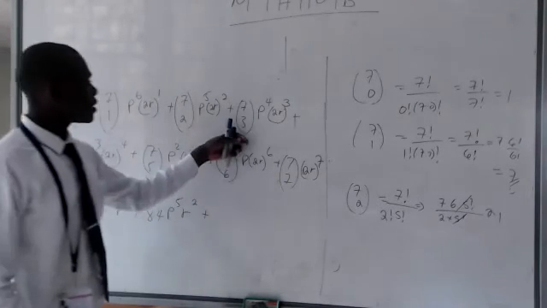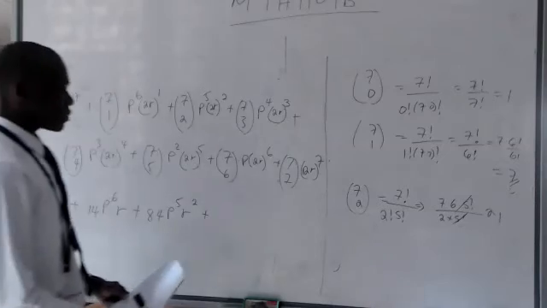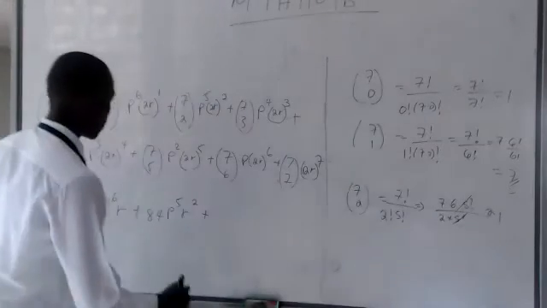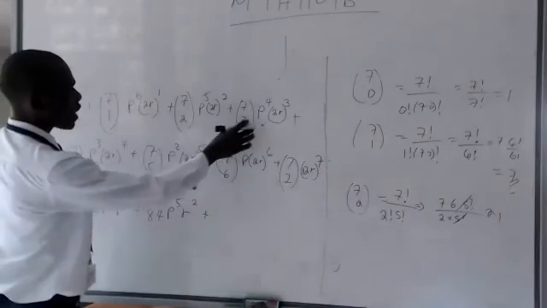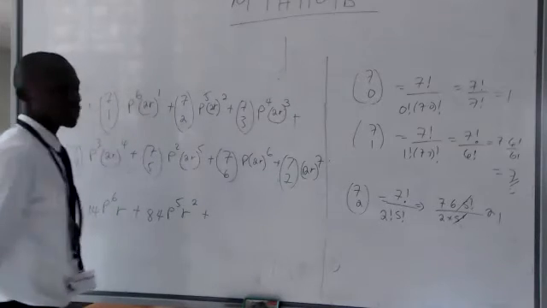Plus, how about 7 combination 3? 35. Okay. We have 35 and then there's a 2 cubed, 8. 35 times 8.